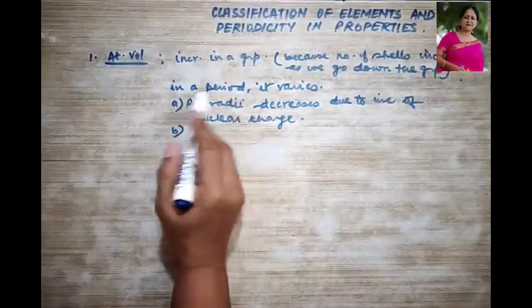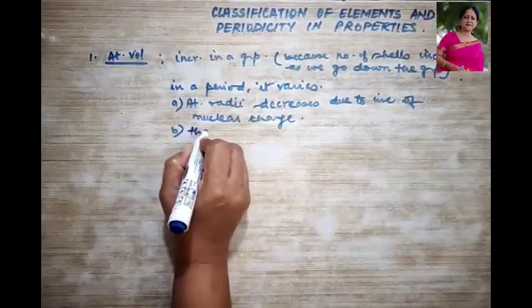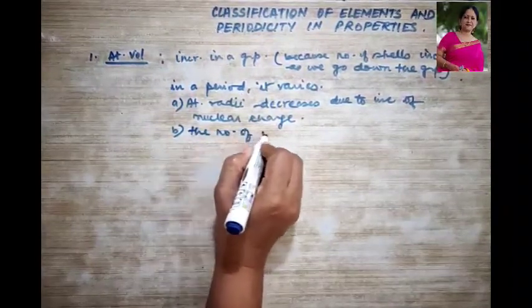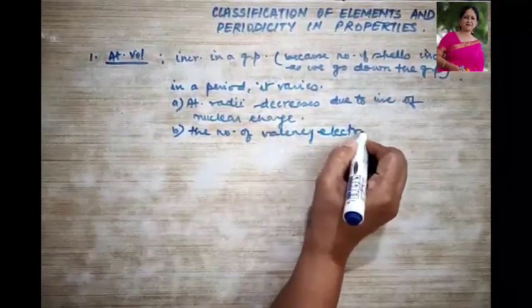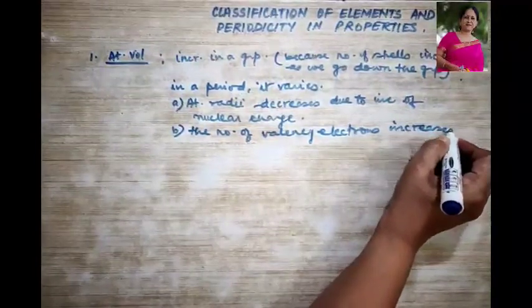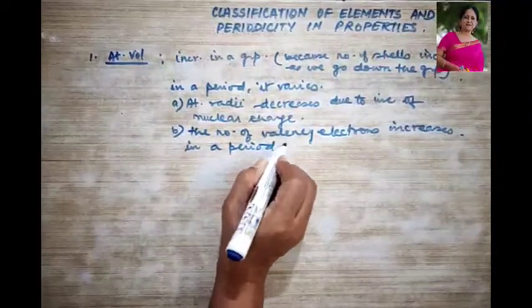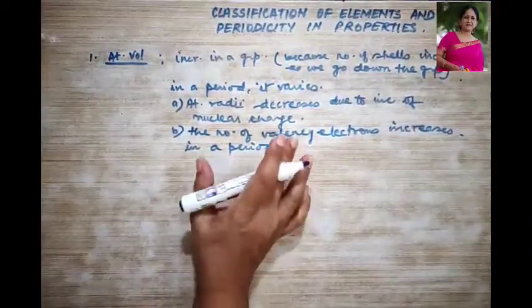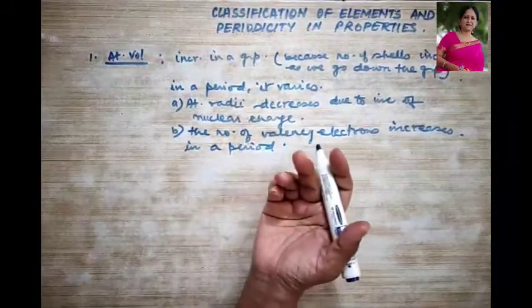And the second reason why it shows variation is that the number of valency electrons increases in a period. Clear? So over here, to accommodate all the valency electrons, the volume will always increase.